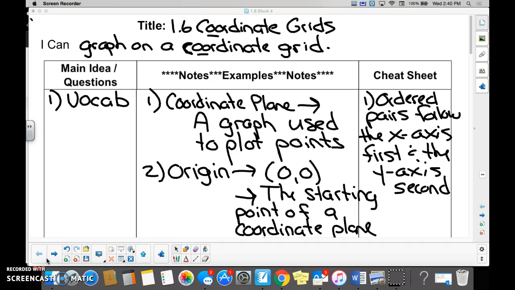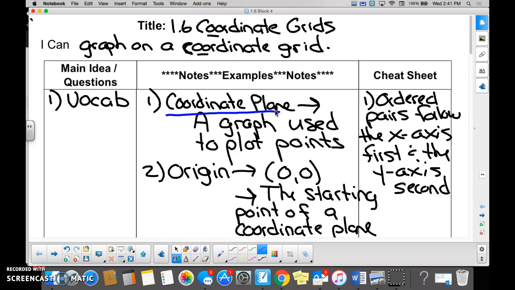A coordinate plane. When we say coordinate grid, we also mean coordinate plane. When we say coordinate plane, we also mean coordinate grid. They're the exact same thing. It's in your notes. We'll get there in a second. Actually, here it is. A coordinate plane. Exact same thing as a coordinate grid. So please don't get confused by that.